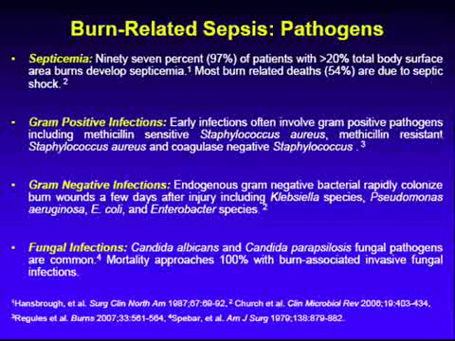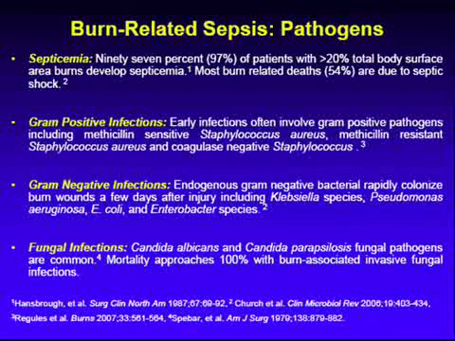Burn-related sepsis: the pathogens involved are actually relatively common in the ICU population, but organisms that are usually fewer in numbers occur more frequently, such as resistant gram-negative organisms and fungal pathogens. These may be more analogous to the immune-compromised group, and many burn patients are essentially immune-compromised to an extent since they have lost their primary barrier to infection, that is, their skin. 97% of patients with greater than 20% total body surface area burns develop septicemia. Most burn-related deaths, 54%, are due to septic shock.